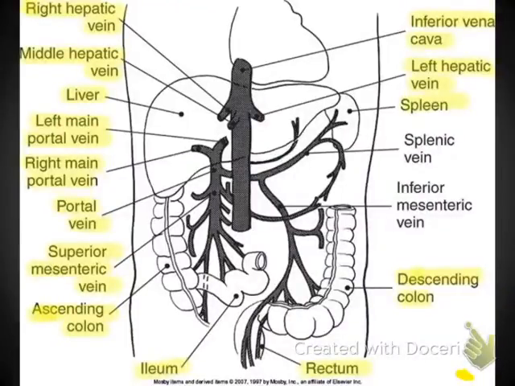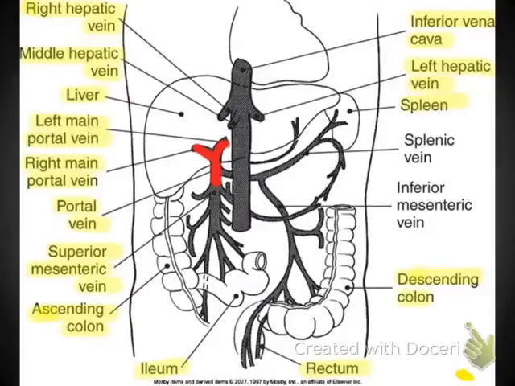Okay, on this image, we're actually looking at the venous system. So we have the inferior vena cava coming down here. Then as we branch off the inferior vena cava, we have the right hepatic vein, the middle hepatic vein, and the left hepatic vein. As we look at the portal venous system, we have pretty much the portal vein right here, branching into the right and the left main portal vein. And then as we come down, we have the superior mesenteric vein, which we really don't see demonstrated really well here. And that is pretty much all we really need to know for the portal venous system.